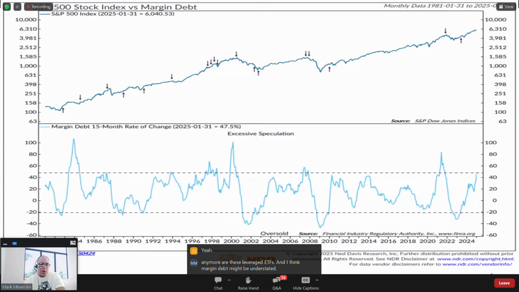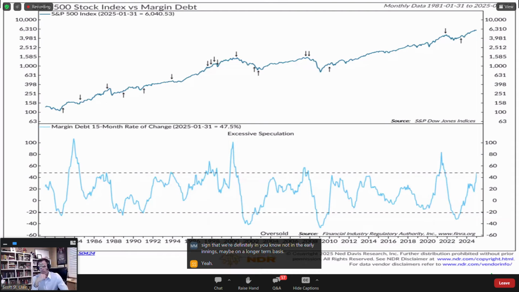This is something that I talked about and was brought up by someone on Twitter that pointed it out, and I thought that they were absolutely dead on. Yes, we're seeing margin debt at levels that have in the past been frothy. But on top of that, you have all these triple ETFs and products that don't even show up in this. So I think it might be understated. Again, it's another sign that we're definitely not in the early innings, maybe on a longer term basis.